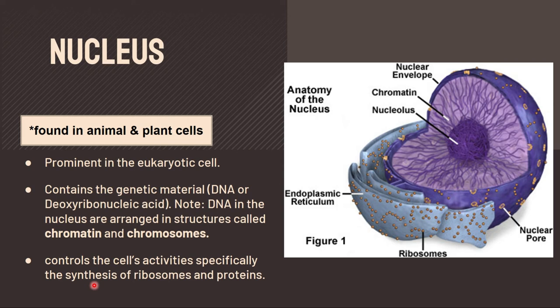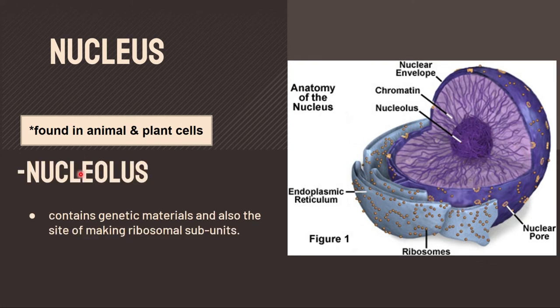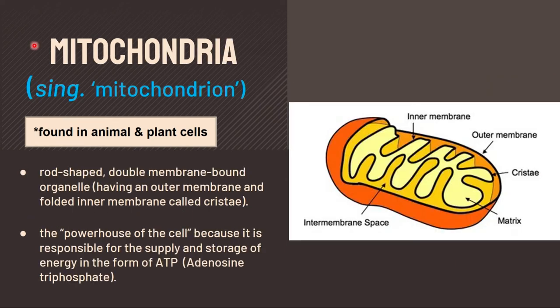synthesizing. When we say the word synthesizing, it also means to make. So, to make or synthesize ribosomes. As you can see, we have a central structure here in the nucleus. We call that the nucleolus. Okay? Specifically, the nucleolus also contains genetic material. So the genetic material is found in the space of the nucleus, and we also have it in the nucleolus. The ribosomal subunits, the parts of the ribosomes, are made in the nucleolus. Then, after the ribosomal subunits are made, they can go outside of the nucleus through the nuclear pore.